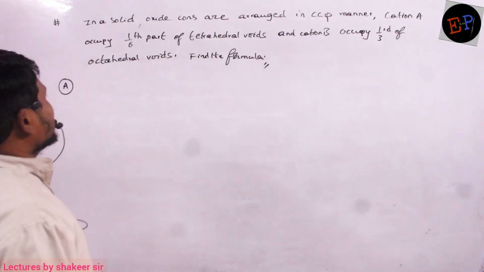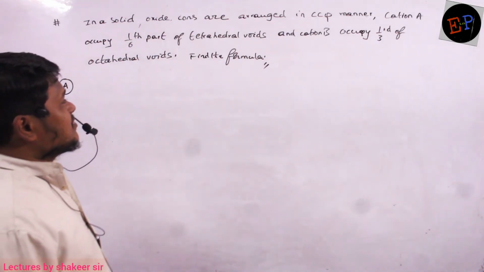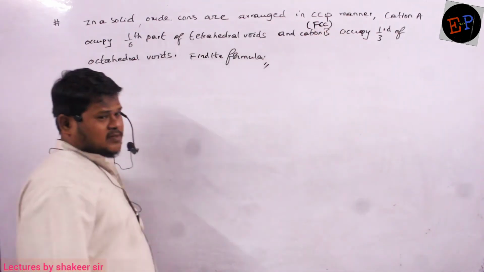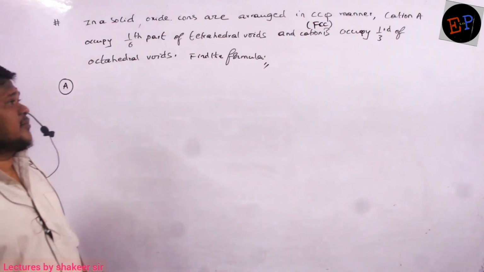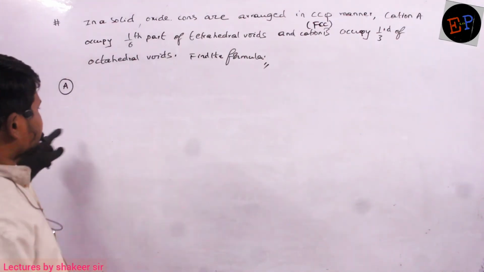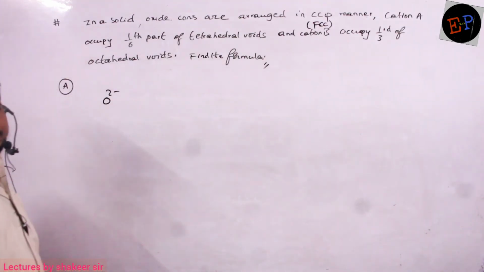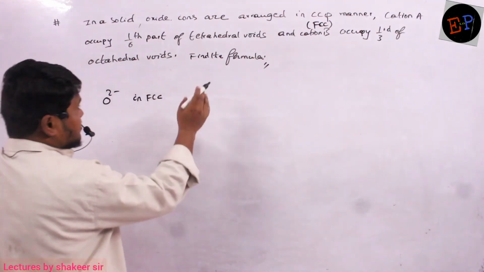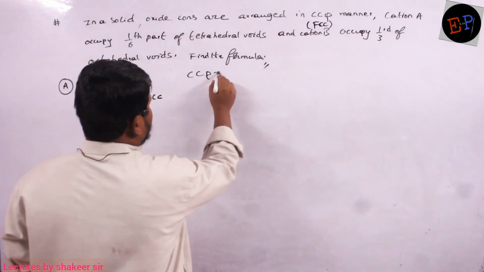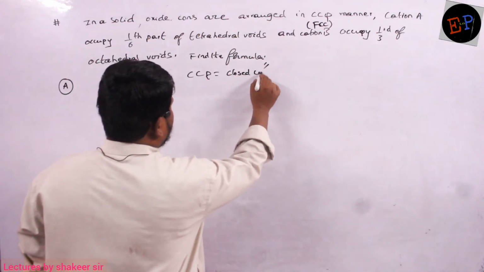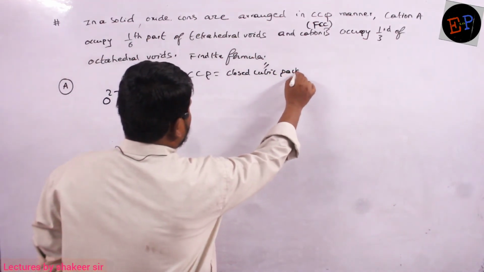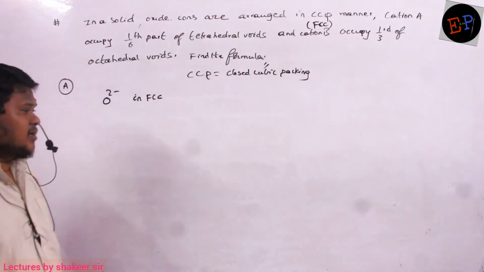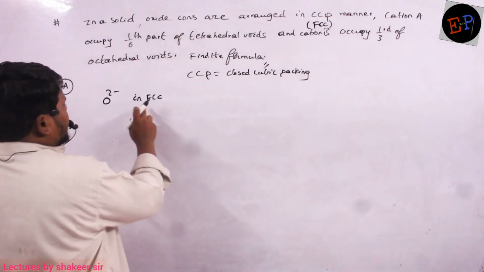So in a solid oxide, ions are arranged in a CCP manner. CCP manner is nothing but FCC, face centered cubic. Clear? So oxide ions means what? O2 minus. So they are arranged in which arrangement? In FCC arrangement. CCP means cubic close packing. Are you able to understand? In CCP only you will get FCC. So O2 minus in FCC.